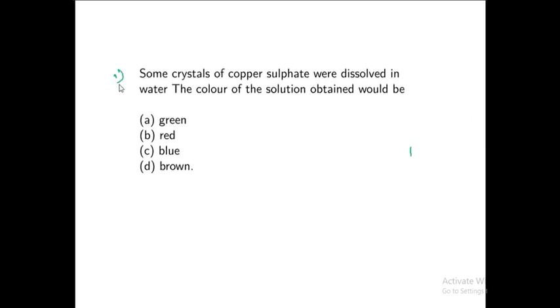First question. Some crystals of copper sulfate were dissolved in water. The color of the solution obtained would be? So you have one experiment where you take some crystals of copper sulfate and dissolve them in water. When the copper sulfate crystals are dissolved in water, what color are you going to obtain in the beaker? You are going to see blue color, right? So you are going to see blue color.